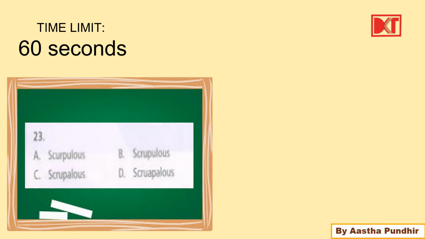Alright, the next word is scrupulous, and the correct spelling here is B. Scrupulous. Scrupulous means something that is evil or someone who is evil, right? And the correct spelling is SCRUPULOUS. In A you see it is scurp, SCURP, incorrect. Here it is scrupulous, AL, incorrect. Here it is scrupulous, RUAP, which is also incorrect. Alright.